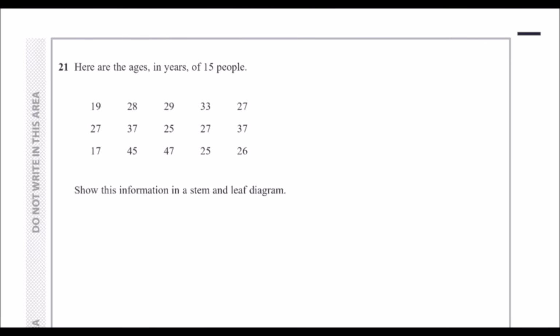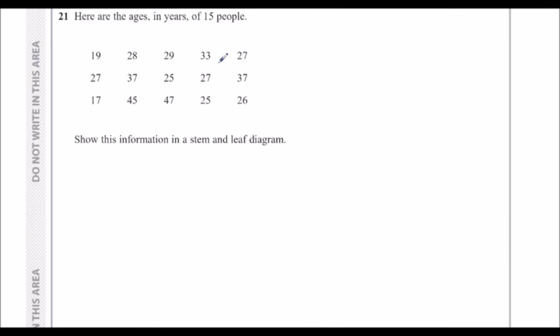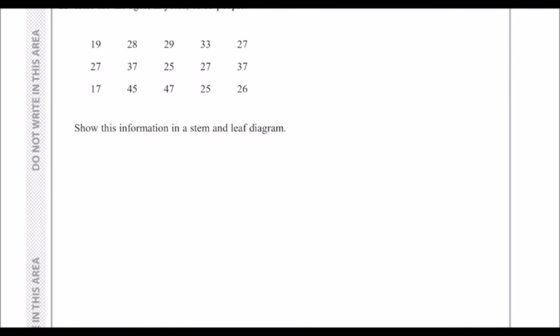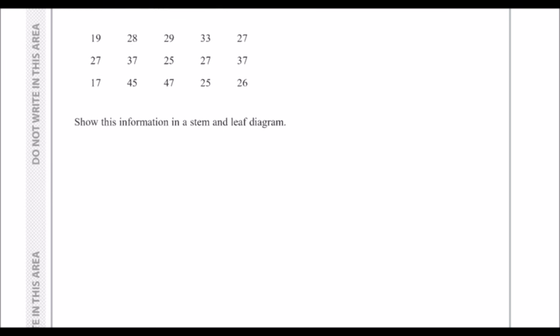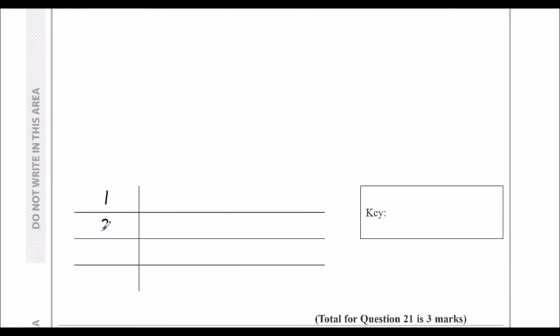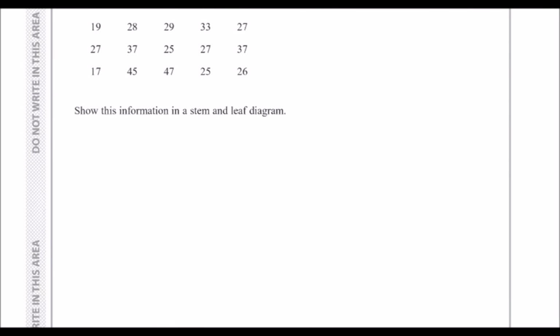Question 21. Here are the ages in years of 15 people. Show this information in a stem and leaf diagram. So in a stem and leaf diagram, we separate out, in this case, the 10s and the 1s. So in the stems, we're going to have 1, 2, 3, and 4. They're the 10s. And then in the 1s, we're going to have the 1s for each one of them.